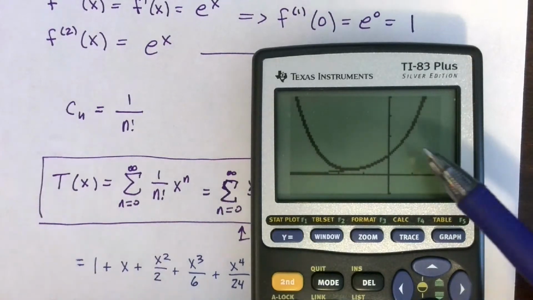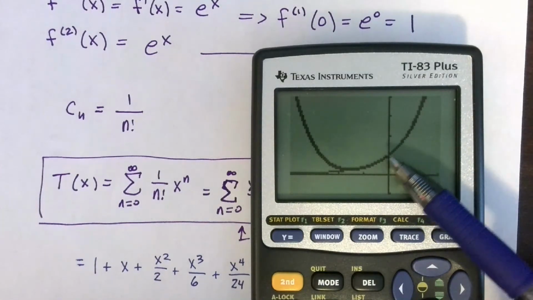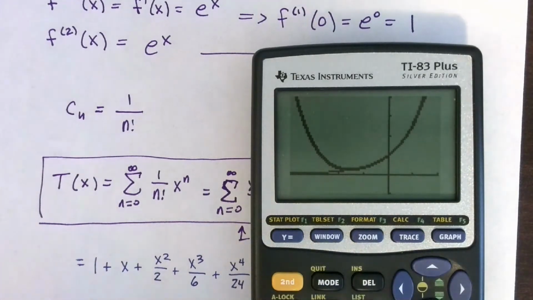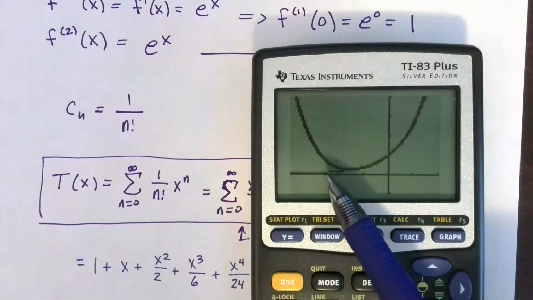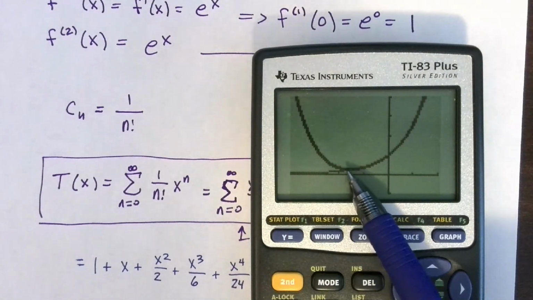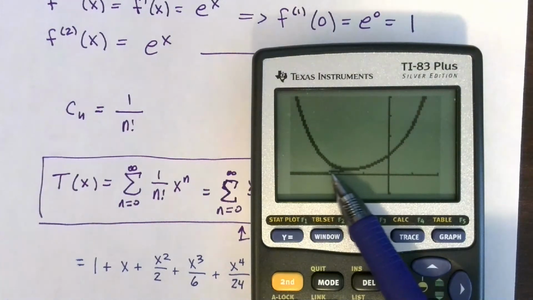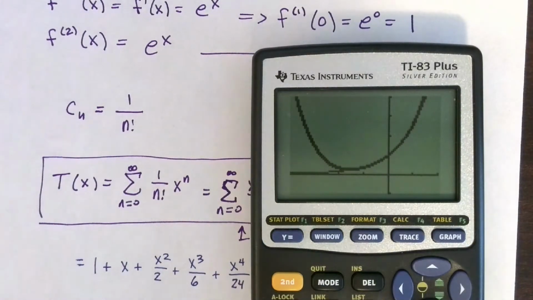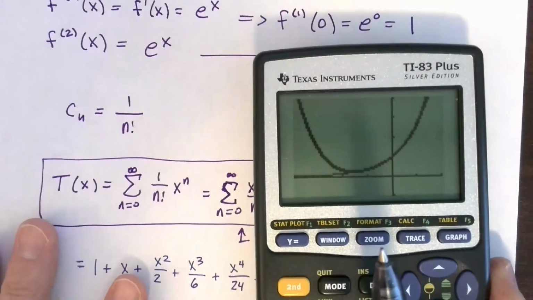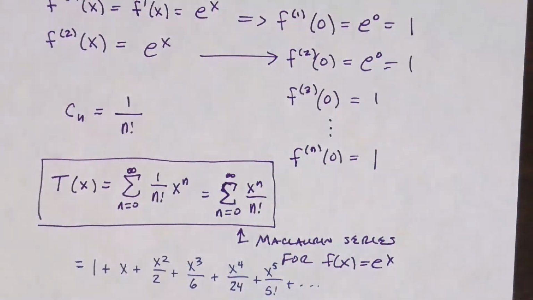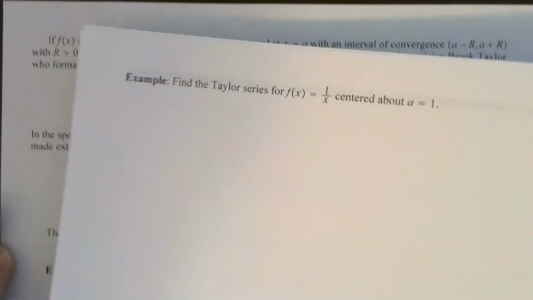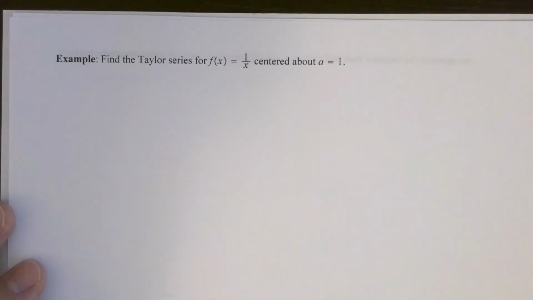So that's where being centered about matters. This was centered about 0, so it does a good job close to 0. If I want to do a Taylor series for e to the x centered about x equal -2, I will do a better job of being convergent close to -2 very, very quickly with just adding a few finite terms. So where we're centered about also matters. Let's take a look at a Taylor series now where we're centered about somewhere other than 0.